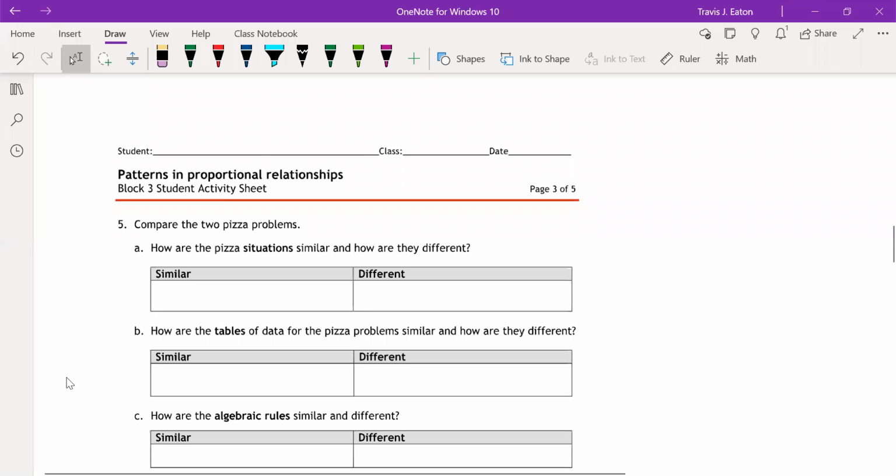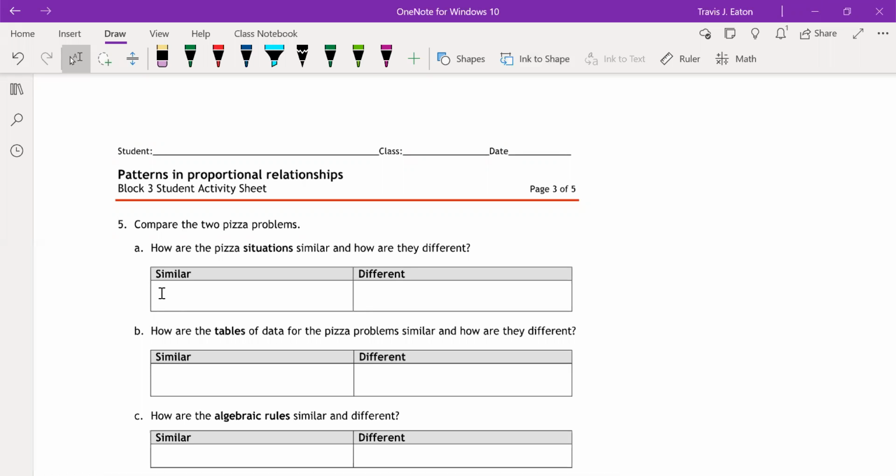Okay, when we're looking at the two different pizza situations, one without the delivery charge and one with the delivery charge, it's a good thing to sit and look at them and go, all right, so how are they different? How are they the same? So let's look at this. How are these situations similar and how are they different?